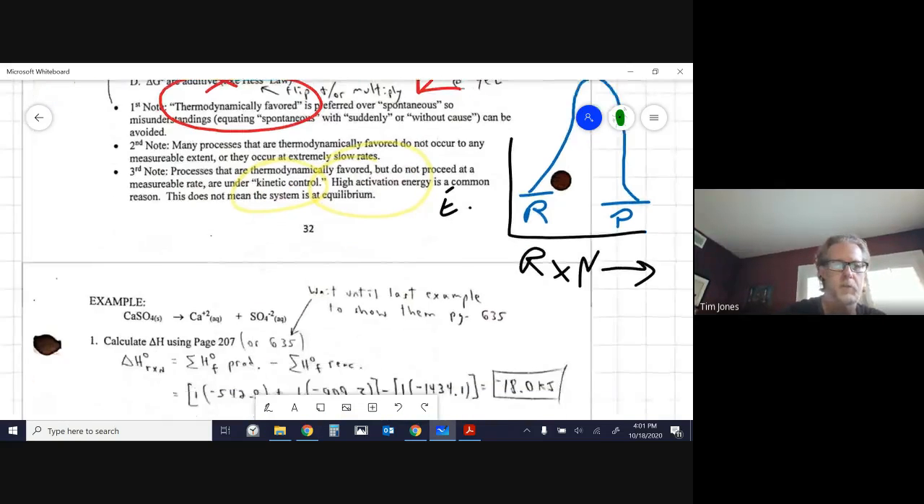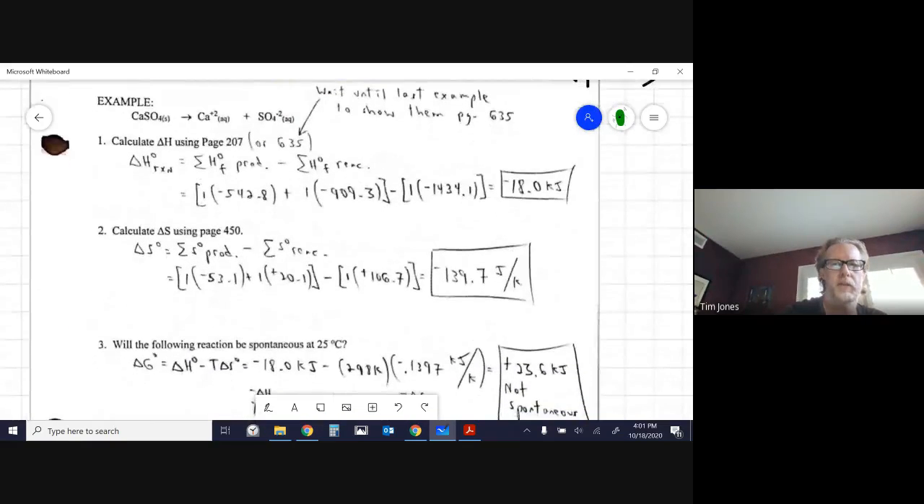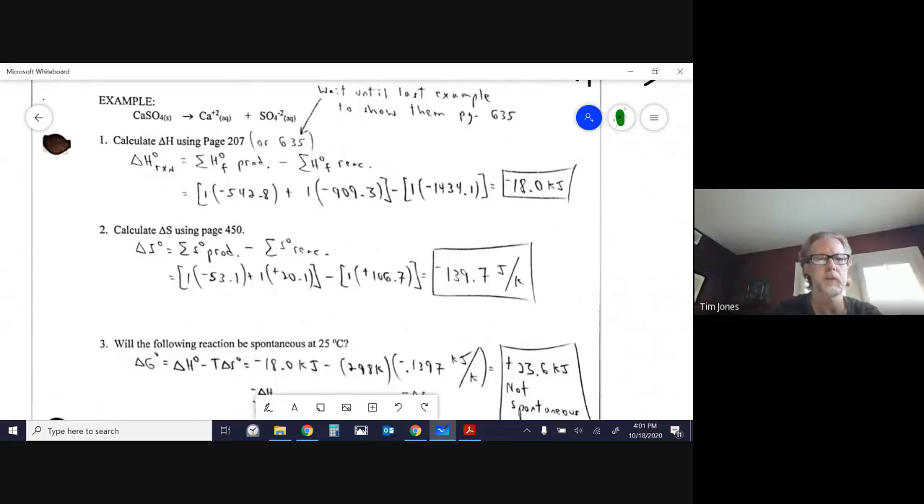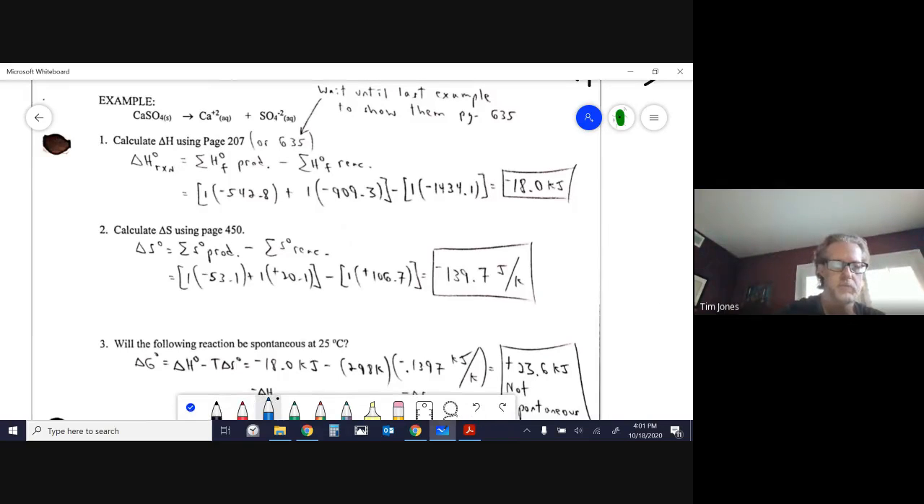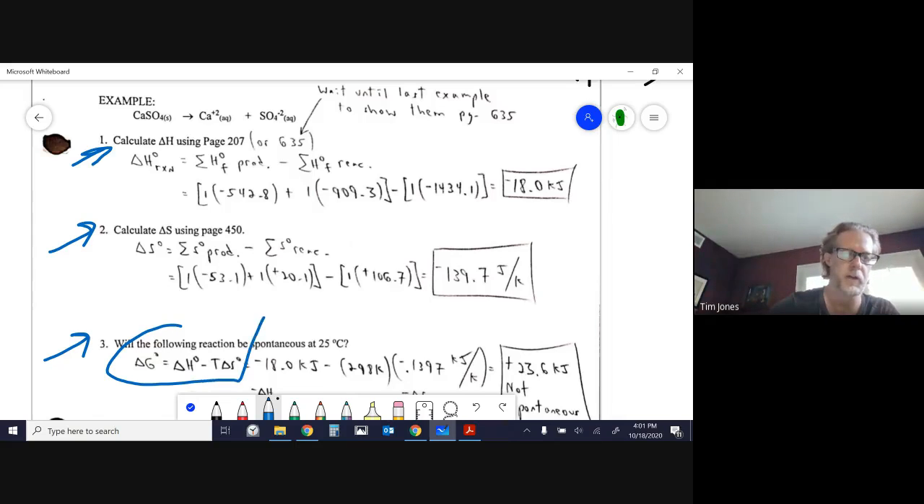Let's take a look at an example here. Now, I really like this example because it makes you do a summation first with number 1, a summation with number 2, and then you use the delta G equation. And by the way, from here on, I'll probably refer to this as the master equation. I really find this equation has a lot of power, so I like to give it a strong name.